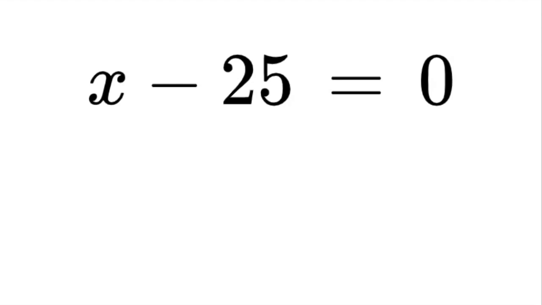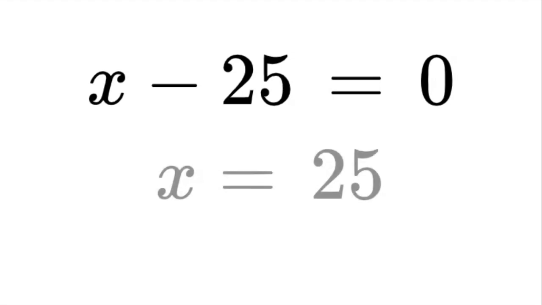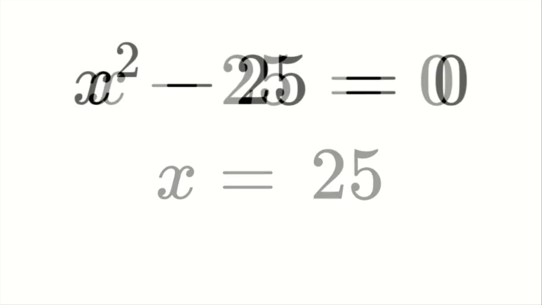Now your goal in a question like this is to figure out what's the missing value for x that would make the equation true. And in this case, there's only one value that would make the equation true, and that's the value 25, because 25 minus 25 is equal to 0, and there's no other number in the entire universe that would make that true.